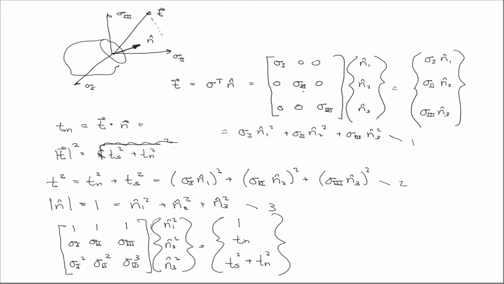And we'll just pretend we have access to great tools like Mathematica, so I'm not going to do the algebra. I'll just write down the solution. So if we solve that system of equations, then we'll get n1 squared equals ts squared.